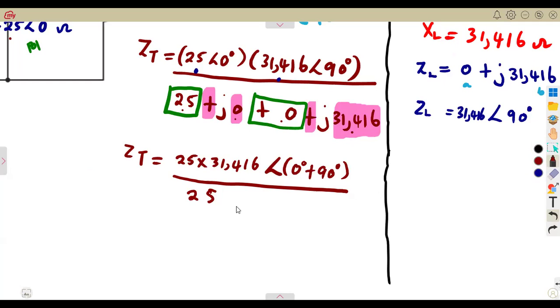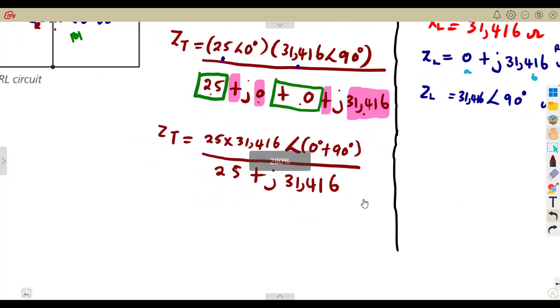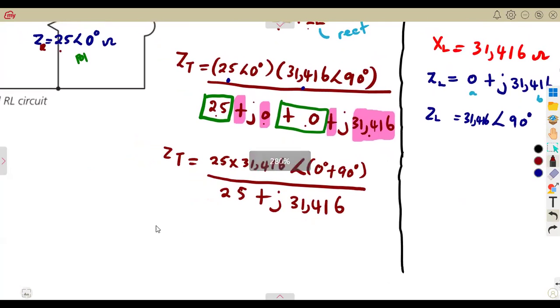So 0 plus 31,416 gives J31,416. Let us simplify. Like I said, these two are under a product, so we need to multiply these two, then we add these two.